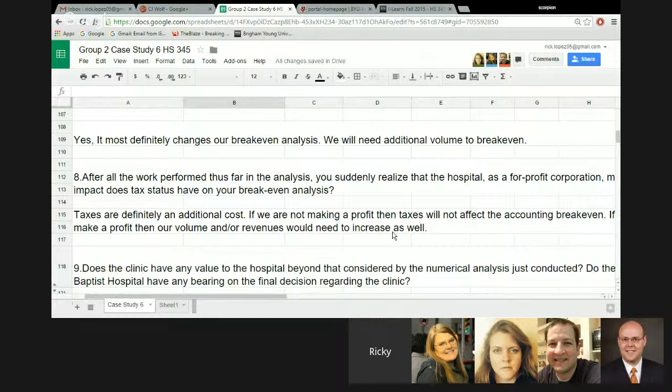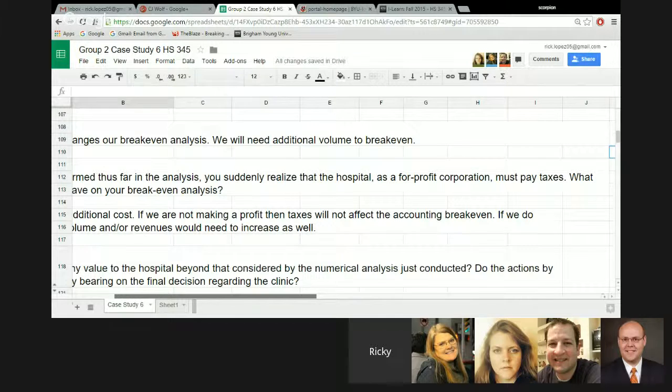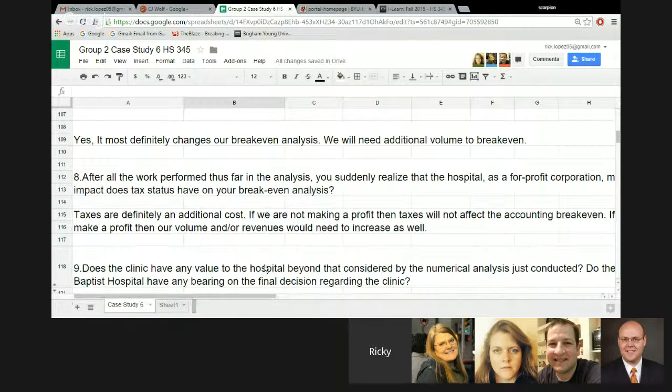I also had 8. After all the work performed thus far in the analysis, you suddenly realize that the hospital, as a for-profit corporation, must pay taxes. What impact does tax status have on your break-even analysis? Seeing that taxes are an additional cost, we're not non-profit, we are for-profit. We're not making a profit. If we're not making a profit, then taxes will not, I guess, affect the accounting break-even. But if we are making profit, then our volume, our revenue would need to increase to offset those taxes as well.